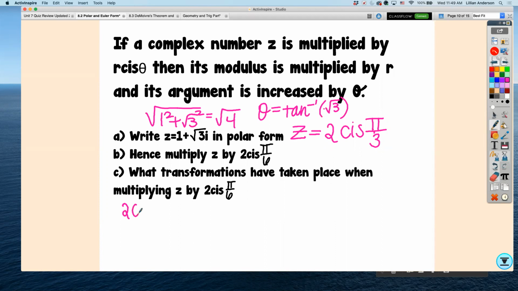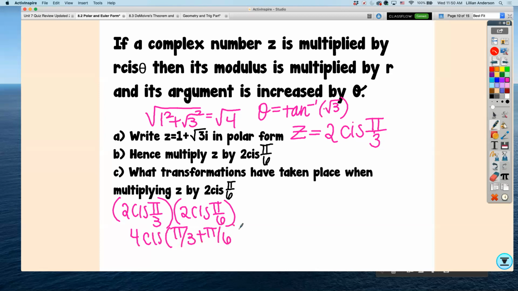Remember, when you're multiplying, applying your properties, what am I gonna do to the two angles? Gonna add them. What about the numbers on the outside? We just multiply them. So this becomes 4 cis, the sum of pi over 3 plus pi over 6. What's pi over 3 plus pi over 6? So pi over 2, okay?